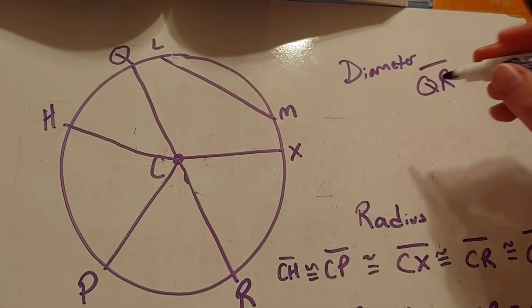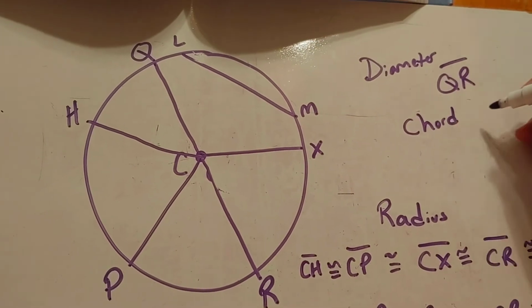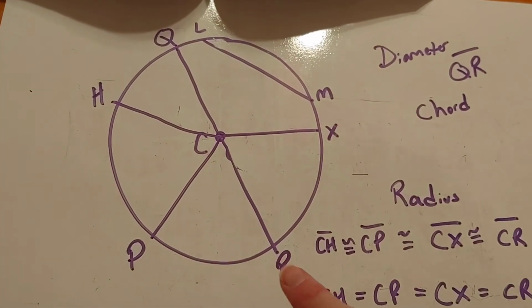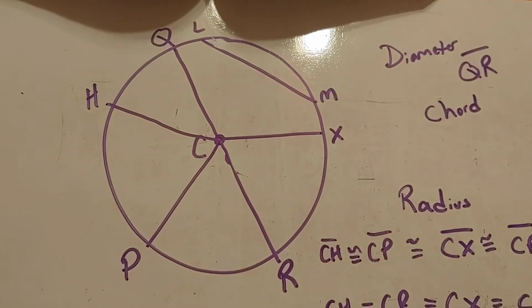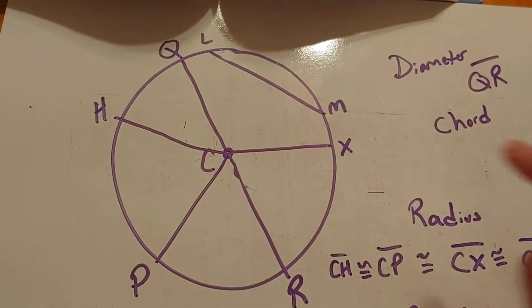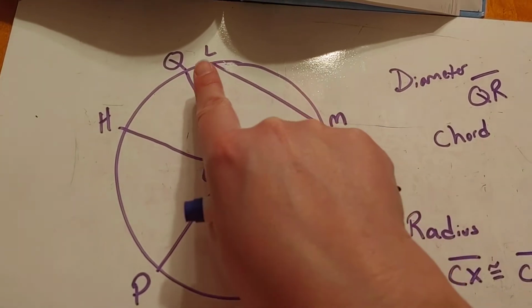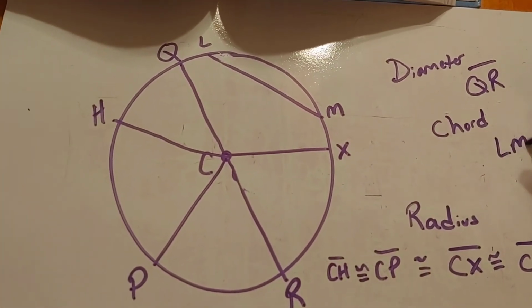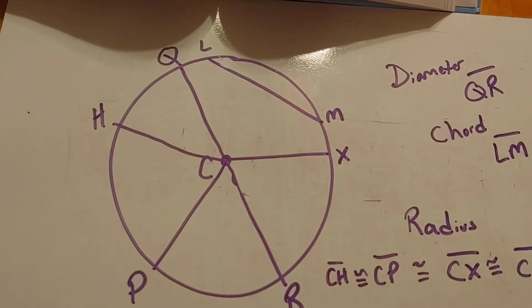Now what about just a chord in general? Now technically there is a chord at QR, but I'm looking for a chord that is not a diameter. So the chord that I specifically notice is chord LM. It goes from one side of the circle to another without cutting through the center. So I'm going to call my chord LM.